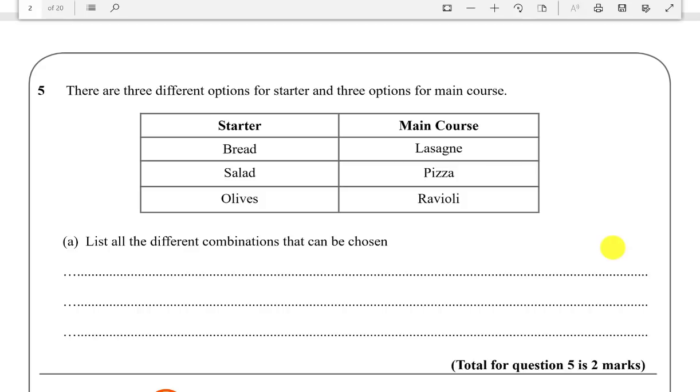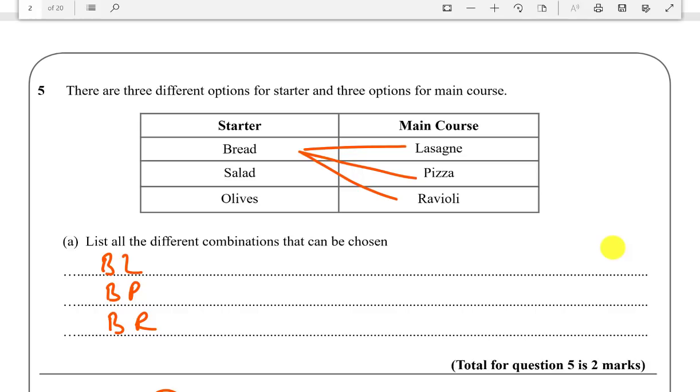So let's have a look. List all the different combinations that can be chosen. So we have bread and lasagna. So we need to match up these. So all different combinations. We can have bread lasagna, bread pizza, and bread ravioli. So I need to write down these. So bread lasagna, bread pizza, and then we have bread ravioli.